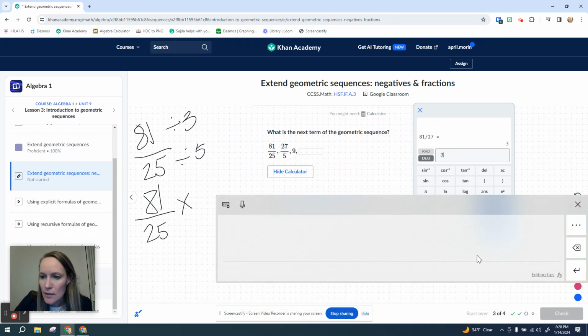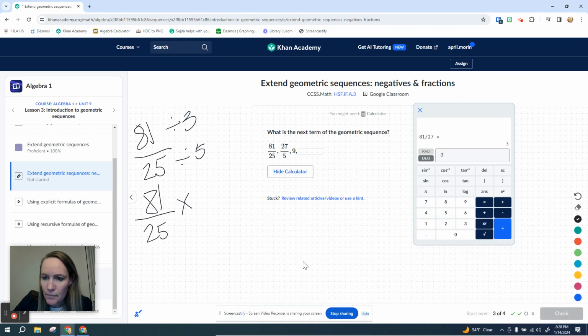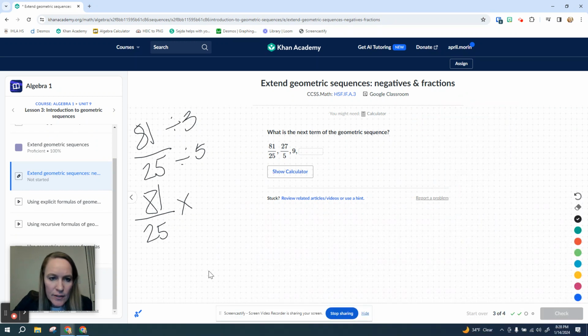Times. Maybe if I get rid of this, who knows? Okay. So I want to switcheroo these because I'm dividing. So I need to swap them so that they cancel. So I have my 5 in the numerator and my 3 in the denominator. No negatives going on, so I don't need to worry about any negatives here.